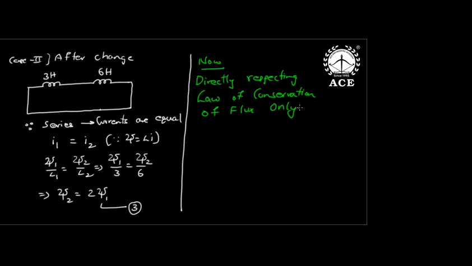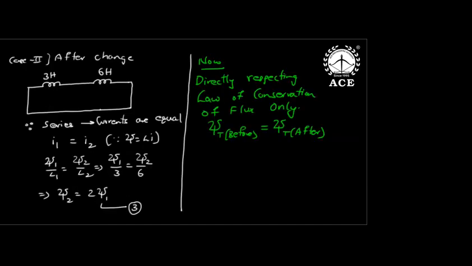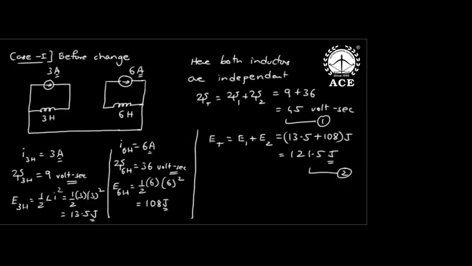That is, total flux linkages before is equal to total flux linkages after. Now, what is the total flux linkages before? Total flux linkages before is 45. And after is this. So solve 1 and 3. Total flux linkage before is phi 1 plus phi 2 equals 45.